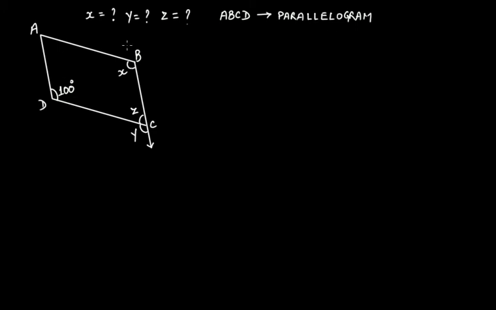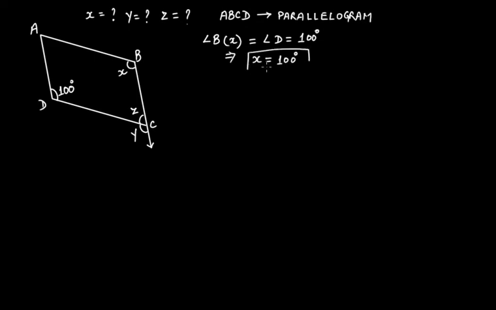In this figure, ABCD is a parallelogram and you have to find the values of x, y and z. So this angle D is equal to 100 degrees. Now we know that in a parallelogram the opposite angles are equal. Therefore angle B, that is x actually, is equal to angle D, which is equal to 100 degrees. From here x is equal to 100 degrees.